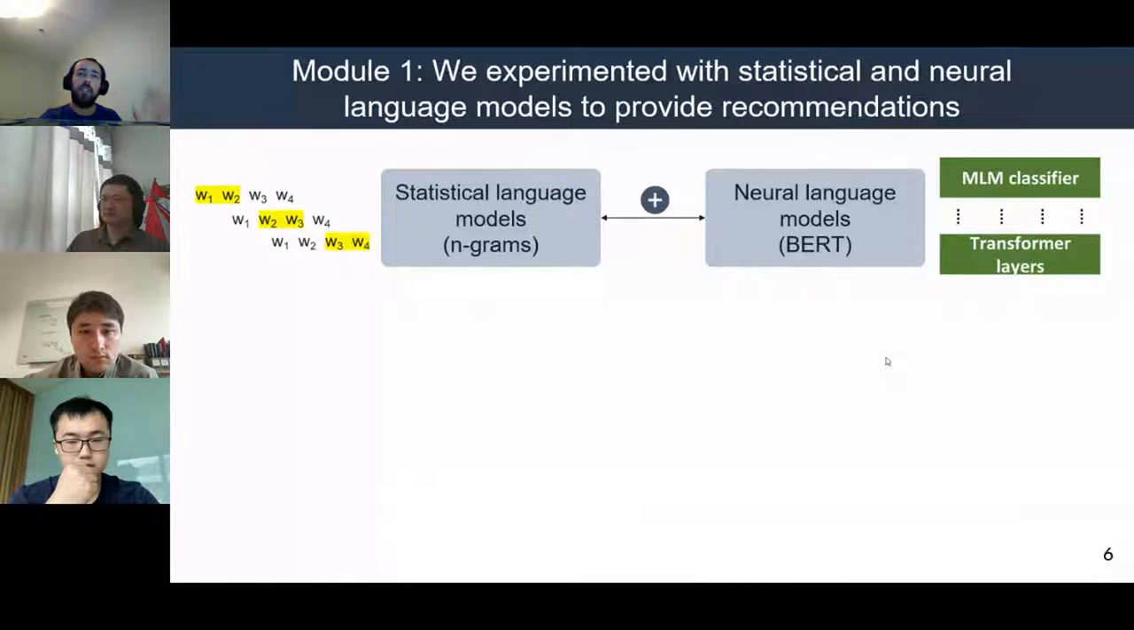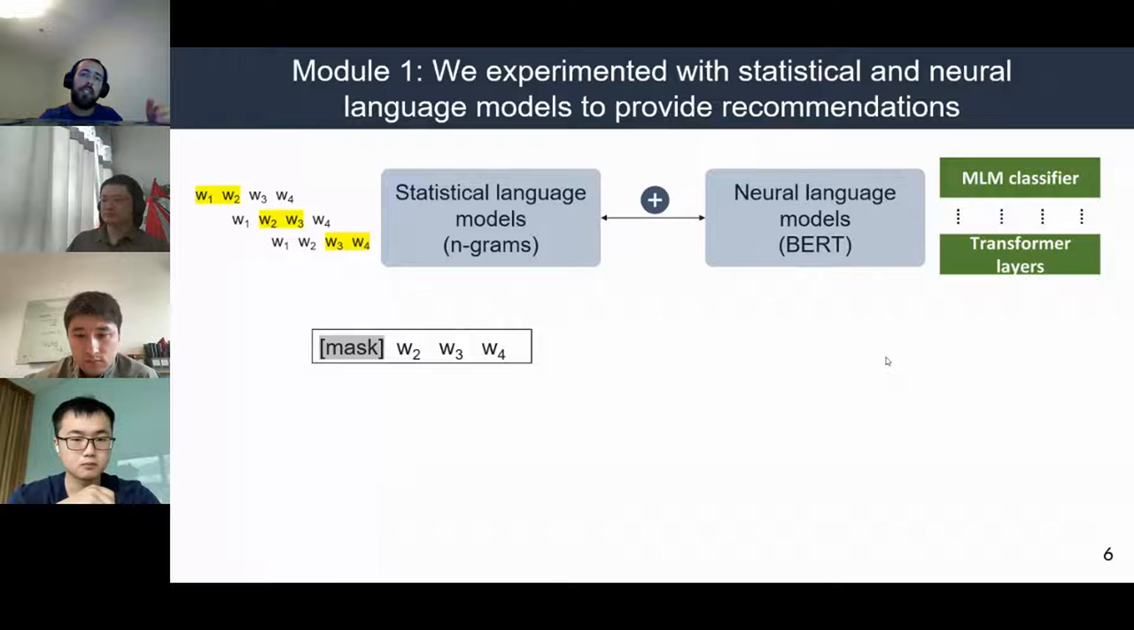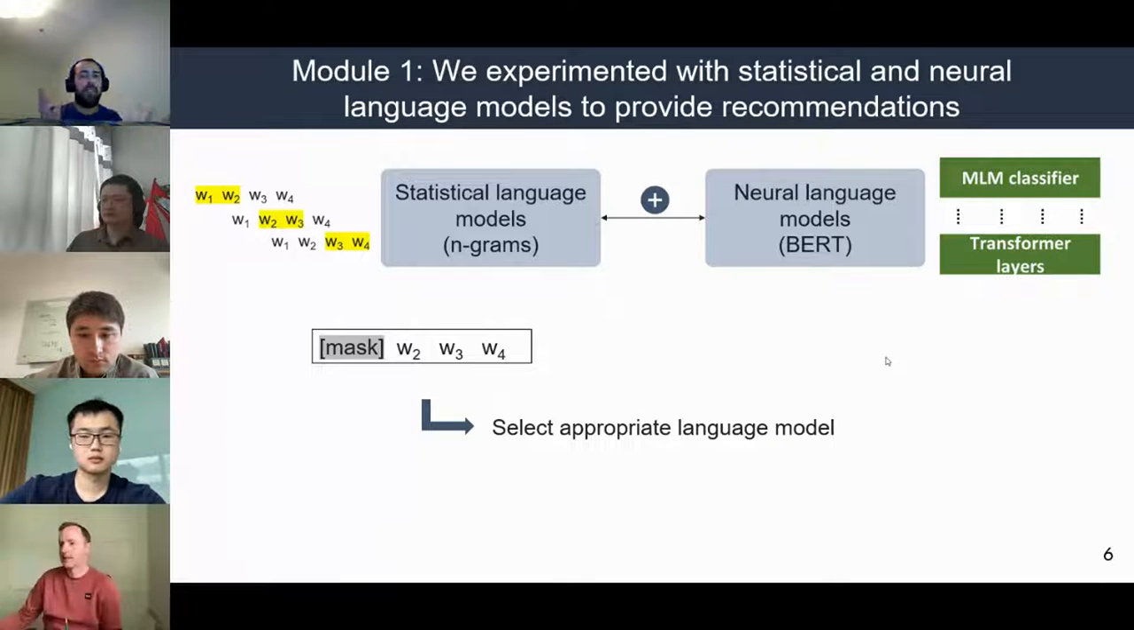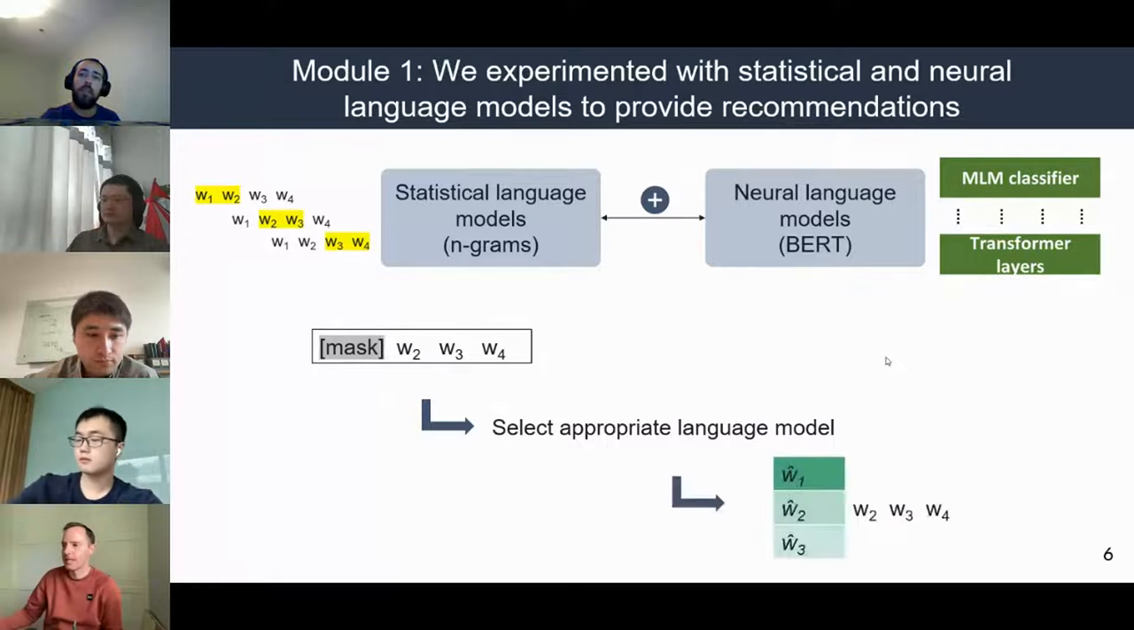So basically, if you have a new test case, we go through each step at a time. In each step where we have several words, we go through one word at a time and mask it. Then you select the appropriate language model based on a set of characteristics that are defined in our paper. And then you get the top K predictions from the model and suggest them if it's necessary for this case.